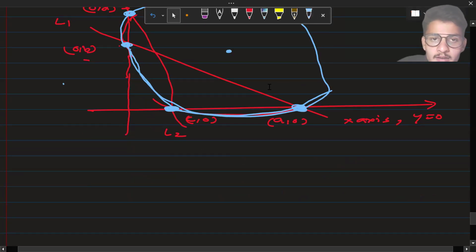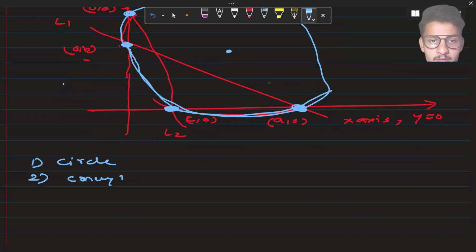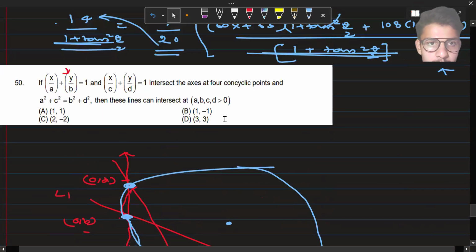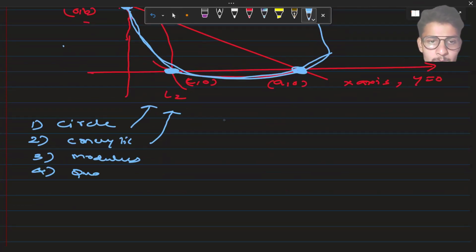So what will happen when these 4 points lie on the circle? Do you remember the circle equation? The circle equation will be used. Second thing is the concyclic concept that we have already covered, that all those 4 points are lying on the circle. And one more, modulus will be used. These three concepts will be used in this problem. Somewhat of a simple quadratic equation will also be used.